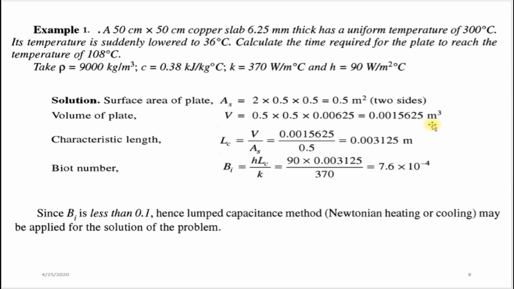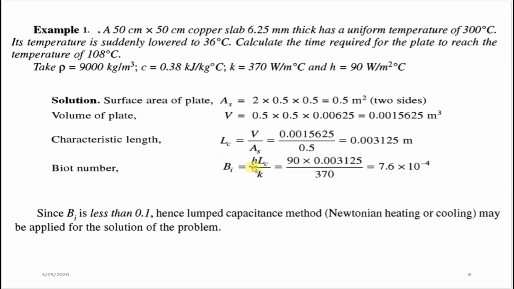You will get volume as 0.0015625 meter cube. Now you can find out characteristic length LC, that is the ratio of volume of the solid to the surface area of the solid. You will get LC as 0.003125 meter. Now you have to find out Biot number, that is H into LC by K.